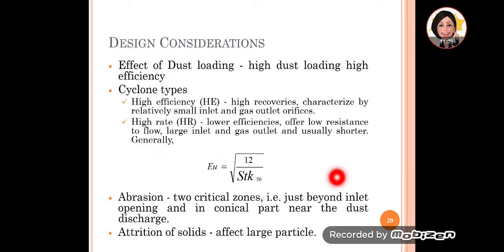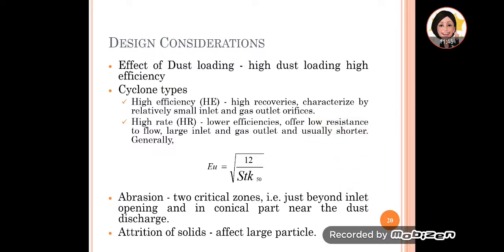And then we should also look into the abrasion points. There are two main critical points. One is just beyond the inlet opening, where the gas comes in at the highest velocity, so at that part there could be abrasion. The other is in the conical parts near the dust discharge, because that's where the particles will hit the wall of the cyclone. So abrasion can happen to the equipment, and it can also cause attrition of solids. That means the solids can break down because they hit the wall at a higher velocity at these points.